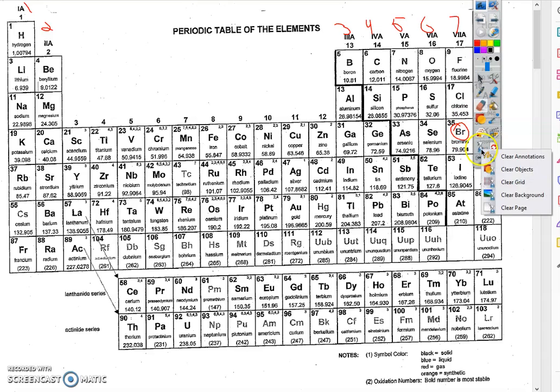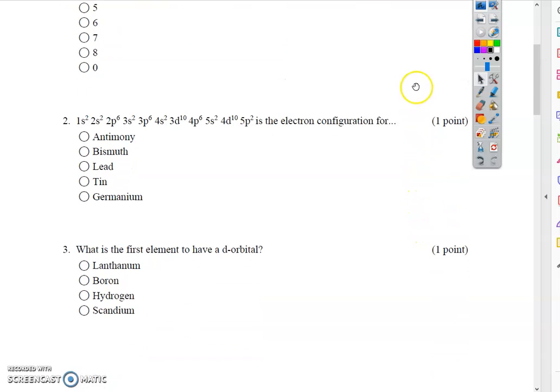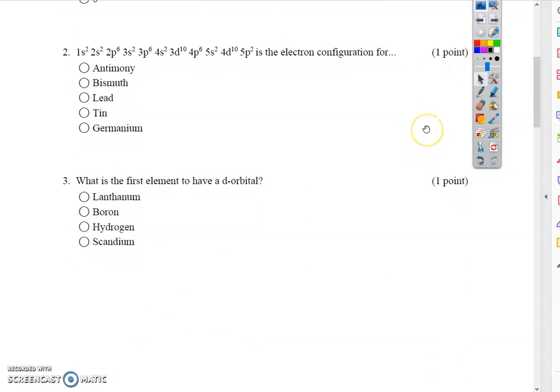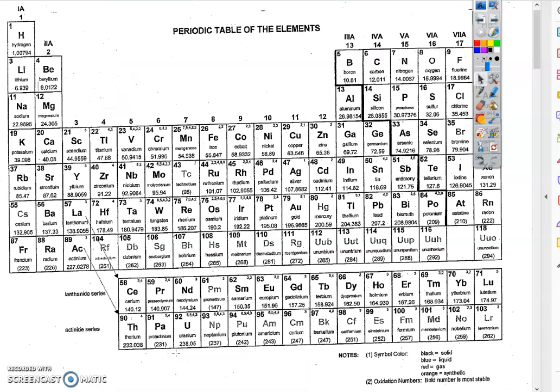Let's go to the next question. Back to this. It gives you an electron configuration. Now there's different ways you could do this. If you want to, you can add up the exponents and then compare that to the atomic number. If you don't feel like doing that and you know the periodic table method, what you can do is just look for the one that ends in 5p2.